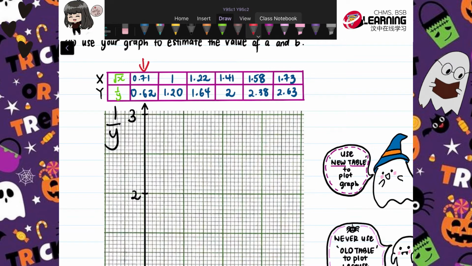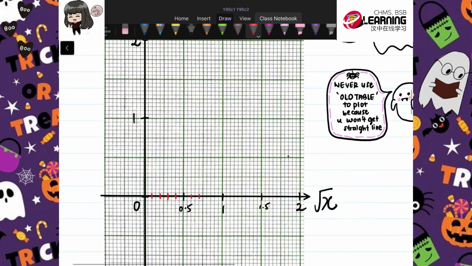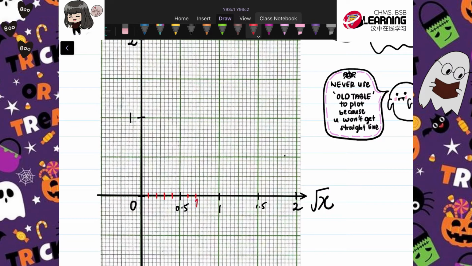So the first point is 0.71 and 0.62. 0.71 is somewhere here, and 0.62: here is 0.5, so 0.6 is here, and 0.62 is somewhere there. So when we plot, somewhere here. Please check your plot.